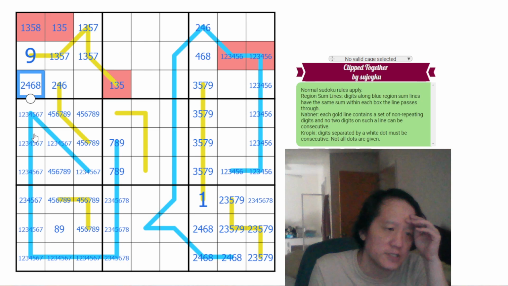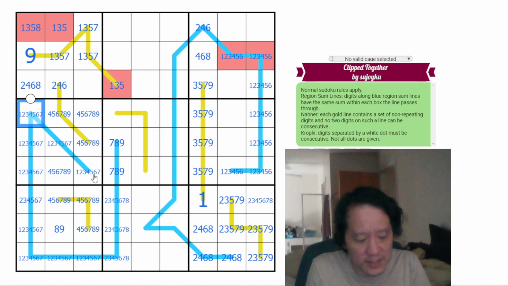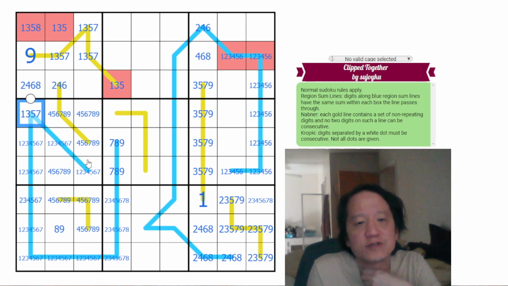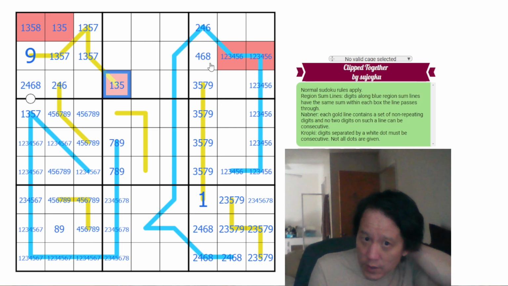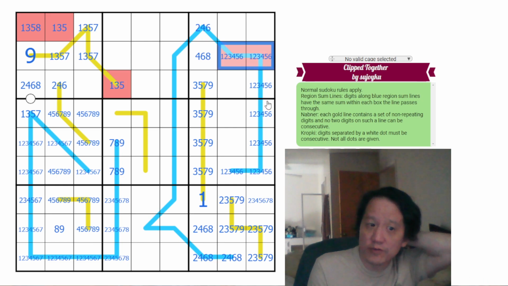This is 2, 4, 6, 8. This is an even number, which makes this odd. So it cannot be 2, 4, or 6. So it's 1, 3, 5, 7. This is 1, 3, or 5. We got 1, 3, or 5 there.